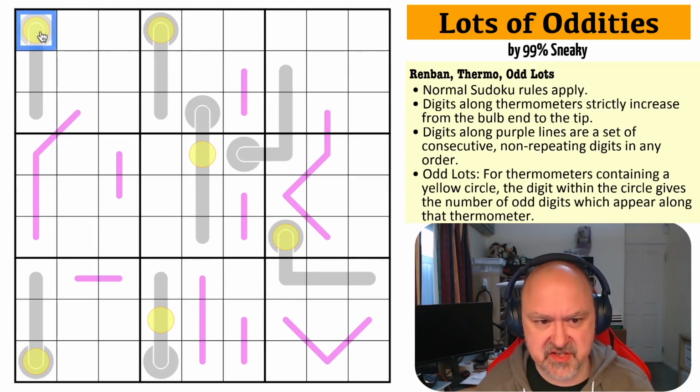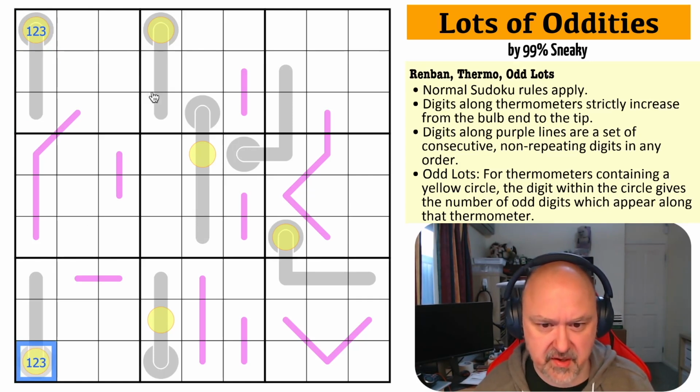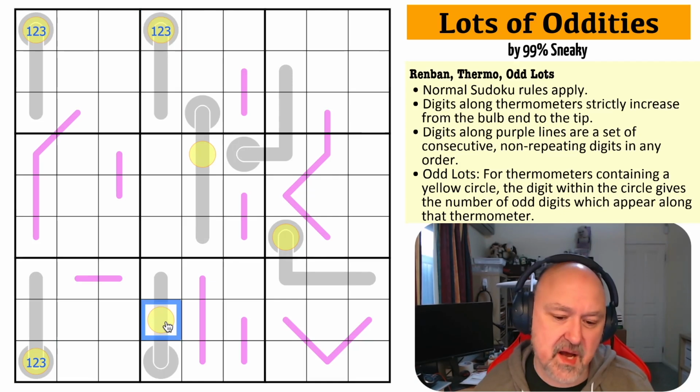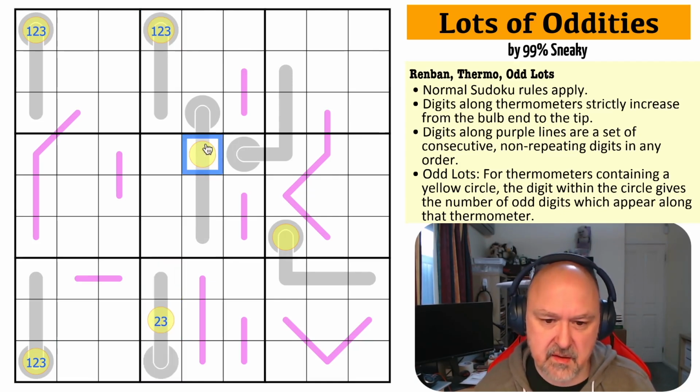Surely the odd digits are the place to start, because this could only contain 1, 2, or 3 odd digits, because it's only 3 cells long. Similarly, this is a 1, 2, or a 3. This is a 1, 2, or a 3. This is a... Oh no, this can't be a 1. So this could only be a 2 or a 3.